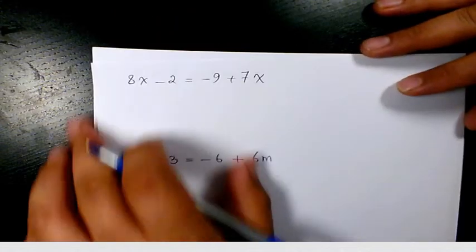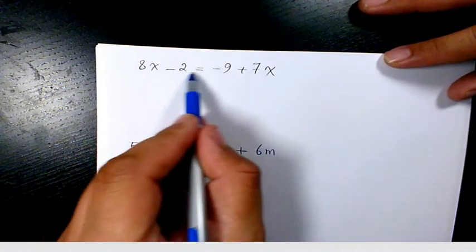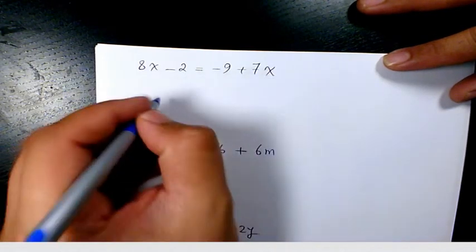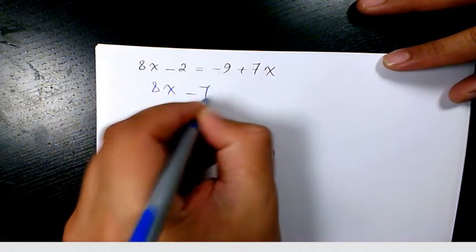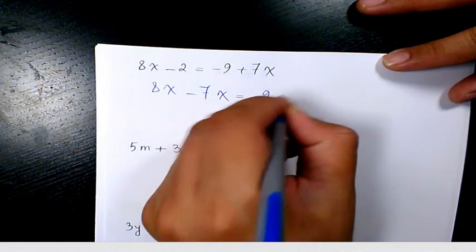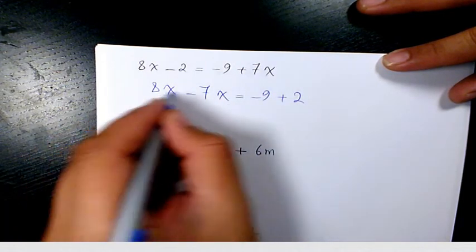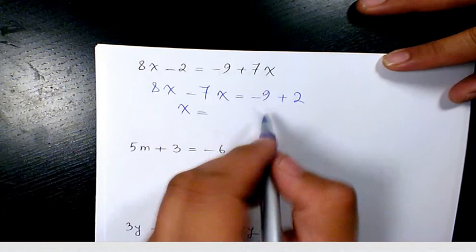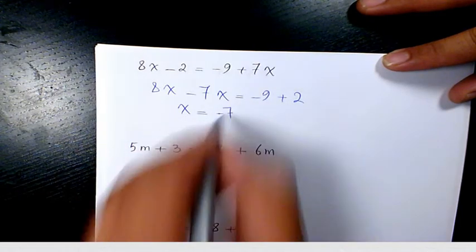Next one. 8x minus 2 equals negative 9 plus 7x. So 8x minus 7x equals negative 9 plus 2. So we have 8x minus 7x is just x. Negative 9 and 2 is going to be negative 7.